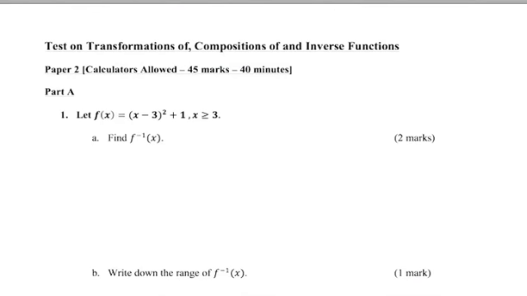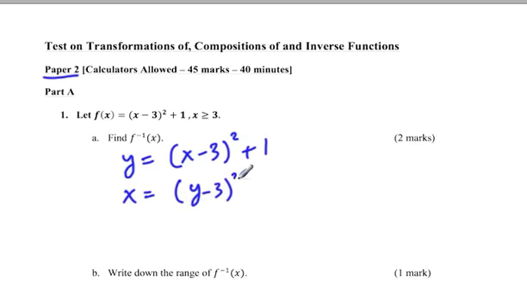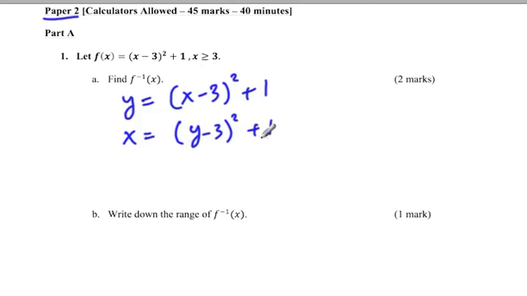Okay? All right, so now we move on to paper 2. So here's our equation. It's a quadratic. f of x is equal to (x minus 3) squared plus 1. Find f inverse. Same deal as always. So switch x and y if you want to find the inverse. So x equals (y minus 3) squared plus 1. What we're going to do is subtract 1 from both sides. So it's x minus 1 is equal to (y minus 3) squared.